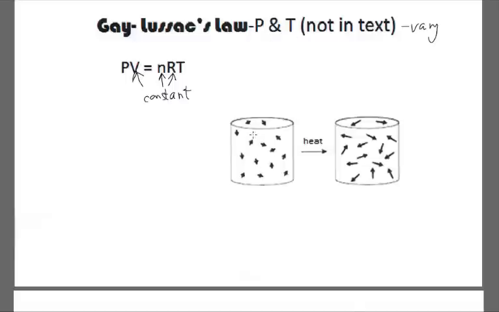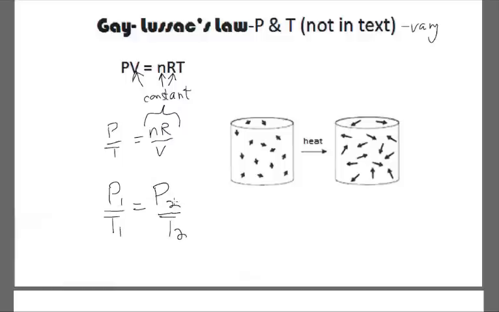So one way to do that is take a container full of gas and heat it. And what happens is all the molecules go faster, and therefore they collide with the walls more. And since they collide with the walls more, that's more pressure. All right, again, put everything constant on one side of the equation. We'll put NR over V on one side, and that leaves P over T on the other side. Okay, so this side is the constant, which means P over T is a constant, and that gives us P1 over T1 equals P2 over T2. And that is our expression for Gay-Lussac's law.